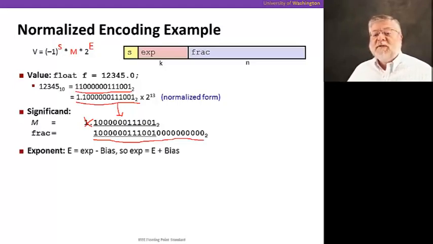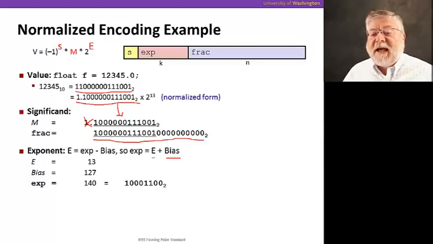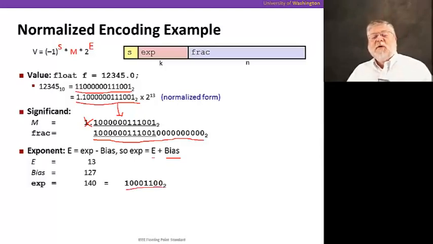All right, the exponent, remember we have to use that bias. So our exponent field is going to be the value of E plus the bias. And the bias, remember, was 127. So our exponent is 13. When we add 127, we have an exponent of 140. And that will be the bit pattern for 140 that we will use in the 8-bit field for the exponent.